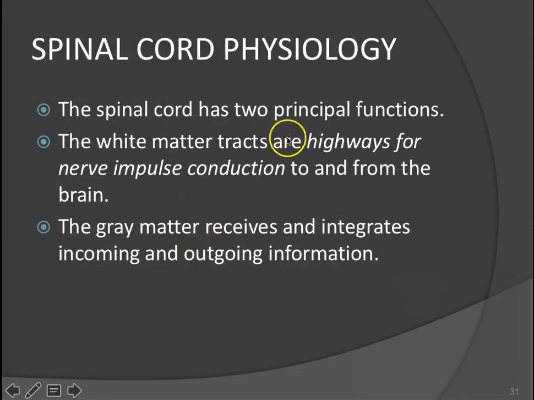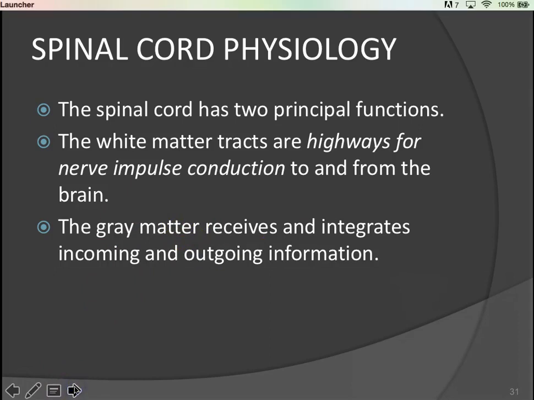So again, the spinal cord is going to be a highway for incoming and outgoing information. And then the gray matter, that's where cell bodies are going to be. So it's going to receive and integrate incoming and outgoing information. We'll see that a little better in a second.